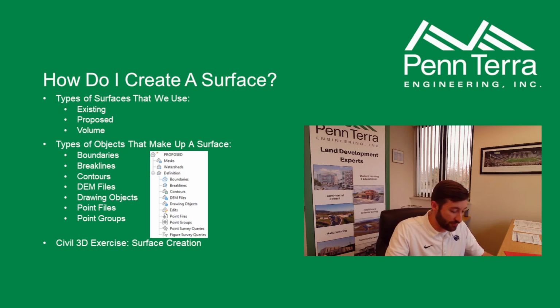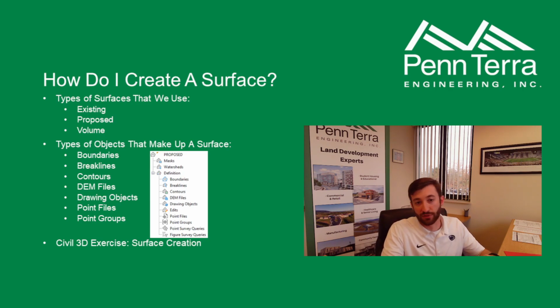Okay, so how do I create a surface? In our drawings, we typically have three main surfaces. Our existing surface, which comes from survey data, our proposed, which is based on our design that we're working on, and then a volume to get a rough earthworks number to make sure our design makes sense and can be cost effective and feasible.